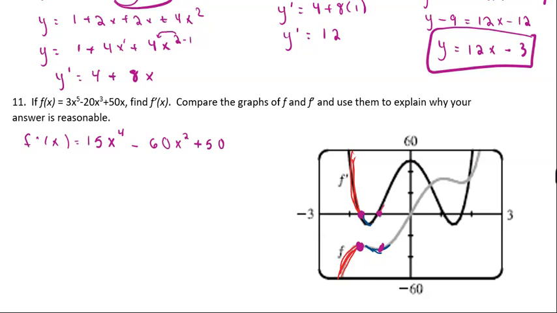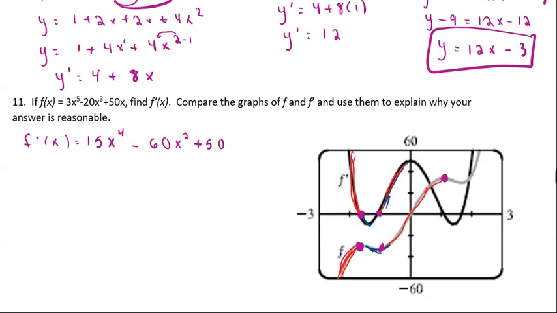And then it looks like it increases all the way up to right here. So it stops increasing right here. Notice our graph is above the axis this whole way.